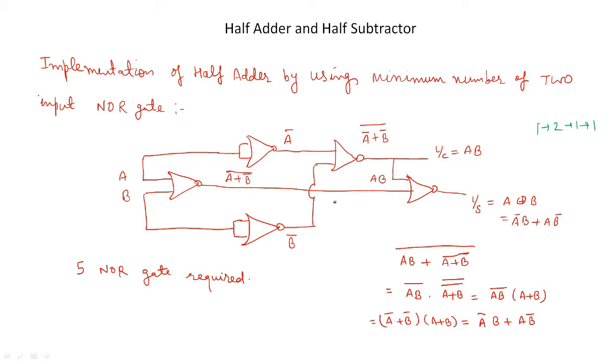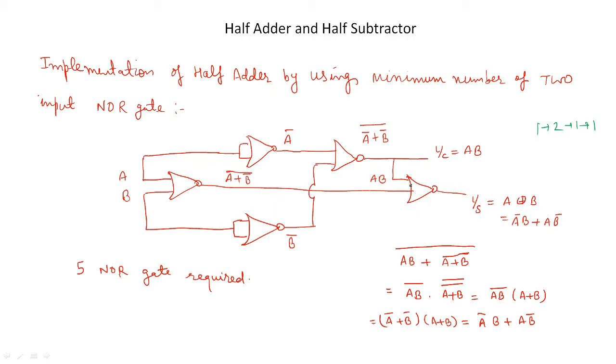Similarly here, this is the AB input for this NOR gate, and this is the A plus B whole bar output of this NOR gate. Now these two will act as the input for this NOR gate, and then you will obtain the output as an exclusive OR gate. You can see here that this is your AB input, and this is your A plus B whole bar.